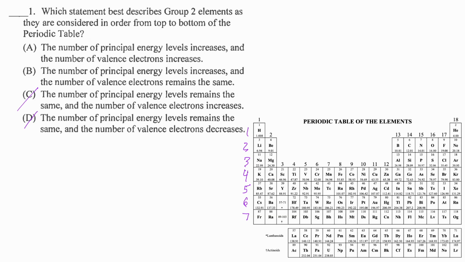Then we're going to look into valence electrons. Now we know that every element in group 1 has 1 valence electron. Every element in group 2 has 2 valence electrons. Every element in group 13 has 3 valence electrons, and so on and so forth. So if we're talking about group 2, we know that every element in group 2 has the same amount of valence electrons. So we know that the answer for number 1 is B.